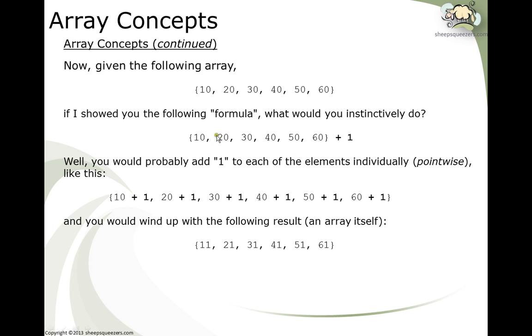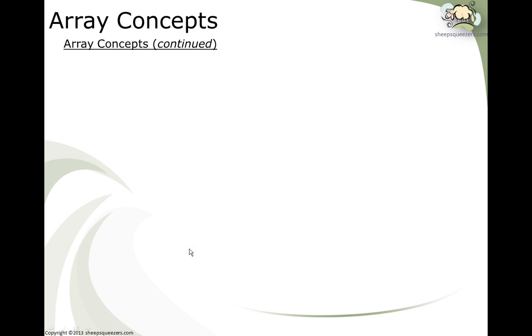When I'm saying here's an array plus 1, what's the kind of obvious or instinctive thing to do? You would add the 1 to each one of the array elements point-wise. This 10 plus 1, 20 plus 1, all the way up to 60 plus 1. And this is the same thing that Excel does using array formulas.